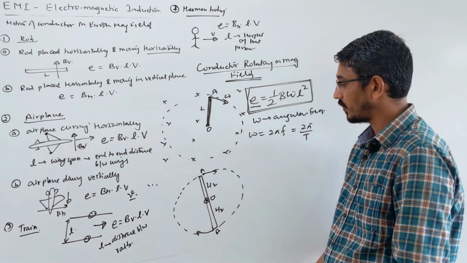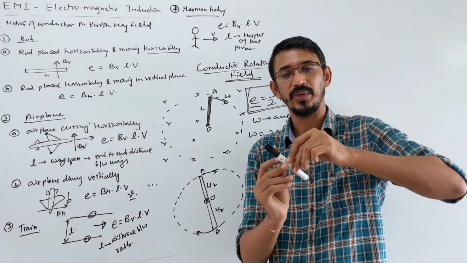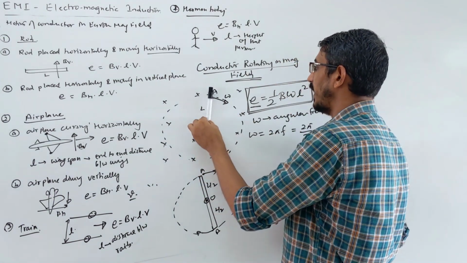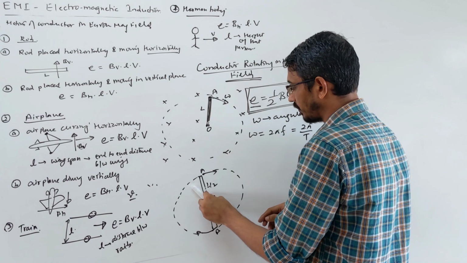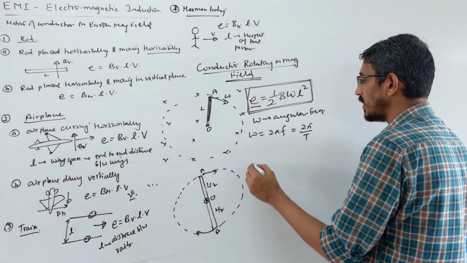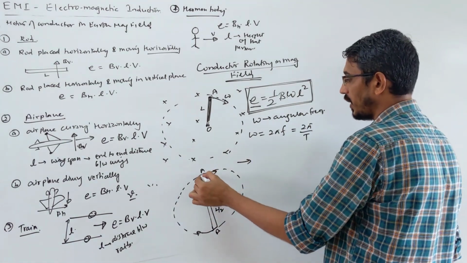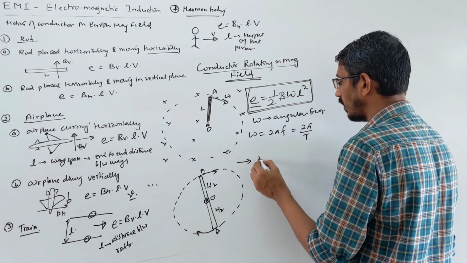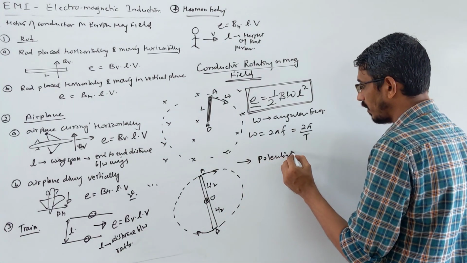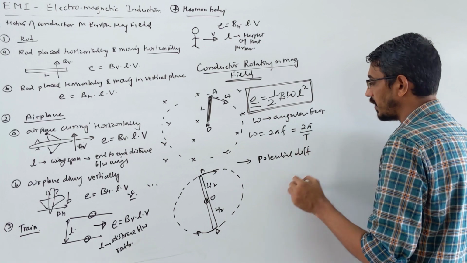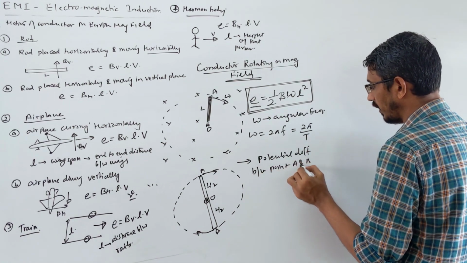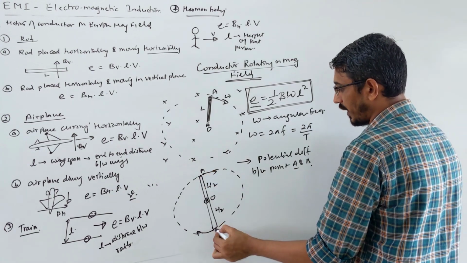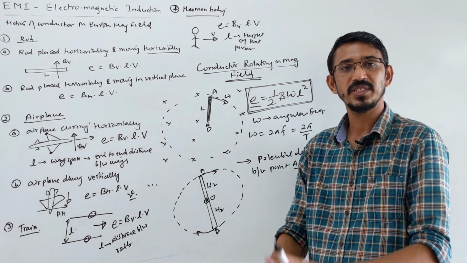Now watch carefully. This rod is spinning about its midpoint. Okay, the earlier rod was spinning about the end point like that way. This rod is spinning about its midpoint like that way. Now I ask you, what is the potential difference between point A and point B? If I ask you the potential difference or EMF generated between A and B, these are two points, right? What is the potential difference? What is the answer? 0.